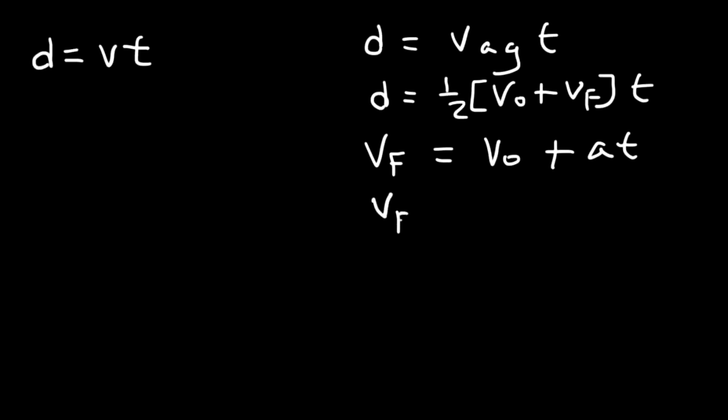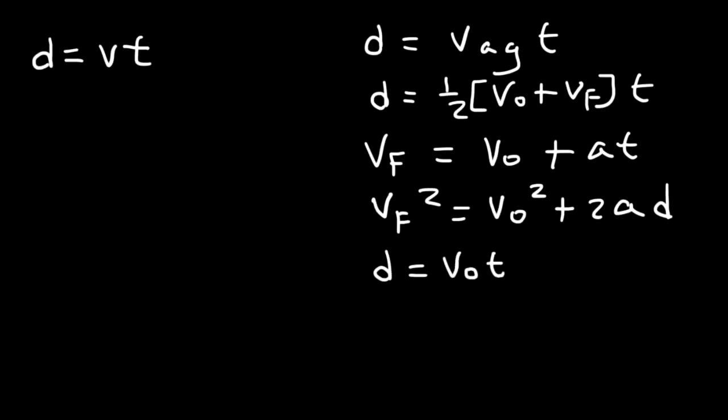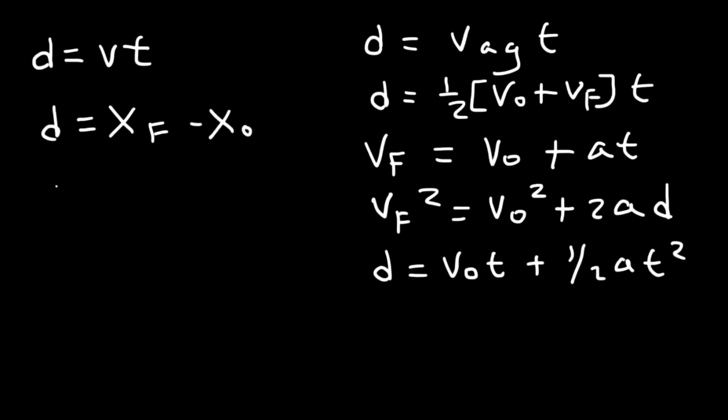Also, the square of the final velocity is equal to the square of the initial velocity plus 2 times the product of the acceleration and the displacement. And there's another equation. Displacement is equal to V initial t plus 1/2 at squared. Now the displacement is the change in position. It can be the final position minus the initial position along the x-axis, or it can be along the y-axis.